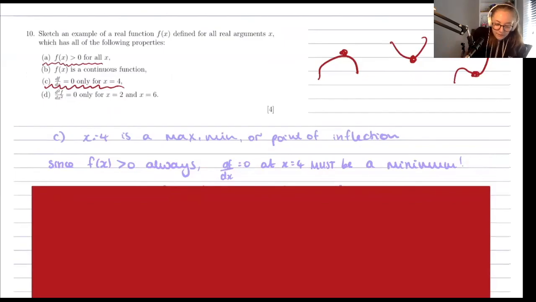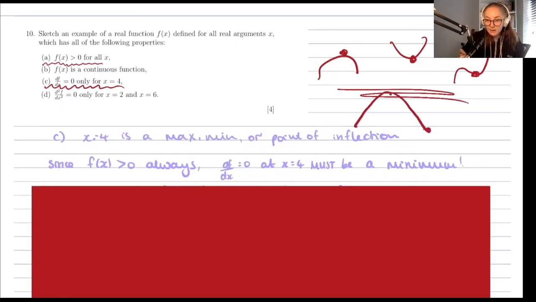So A tells us that f of x is always greater than 0. So if we look at these different points up here, this first one suggests that at some point it's going to get smaller and smaller and smaller, and it will have to cross 0 at some point because it's continuous. Obviously, if we had something like this, it would be fine, but we can't have something like this because it's continuous. So we can rule out it being a maximum.